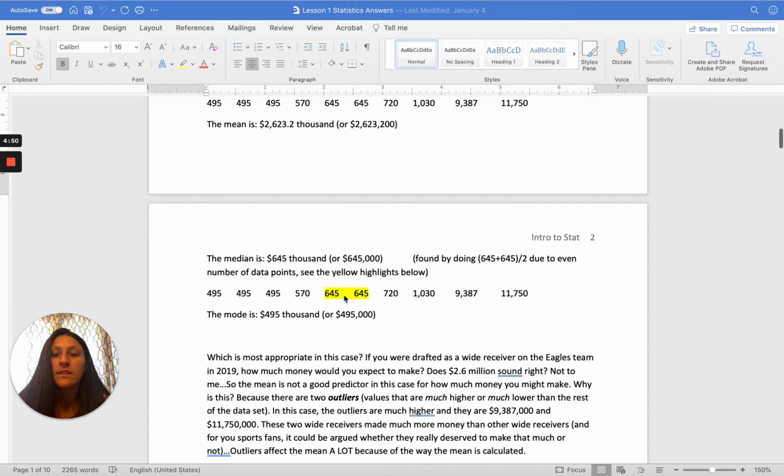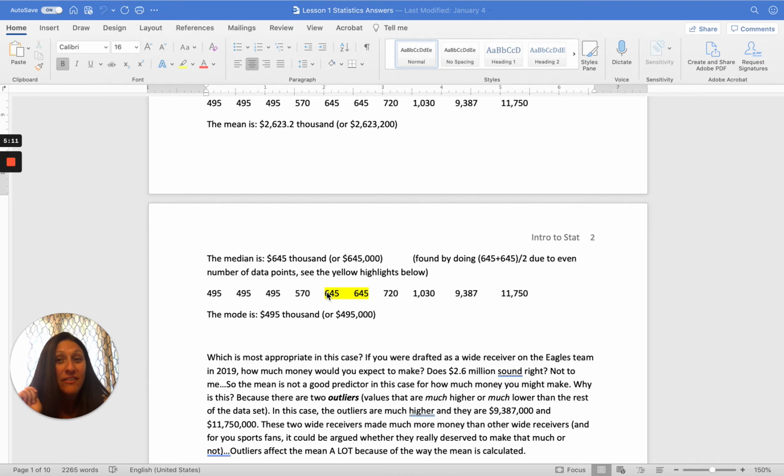Now in this case, the number in the middle doesn't exist because there's an even number of data points here. So because we have 10 values, the number in the middle is going to be the number in between numbers 5 and 6. So the way we find the median when you have an even number of data points is we find the mean of those two numbers.